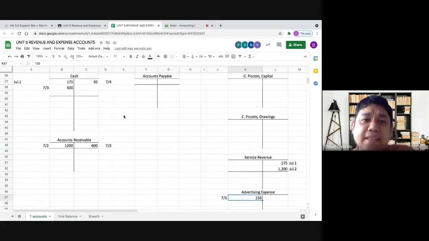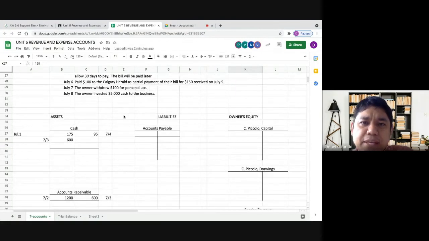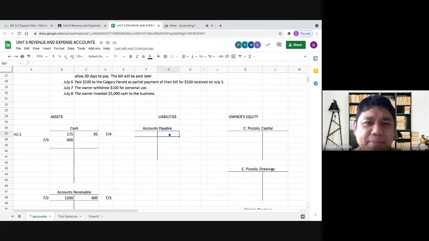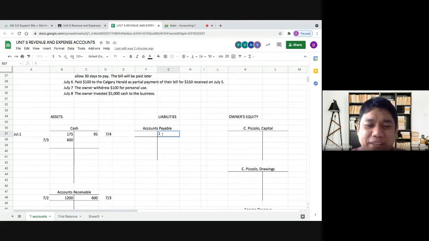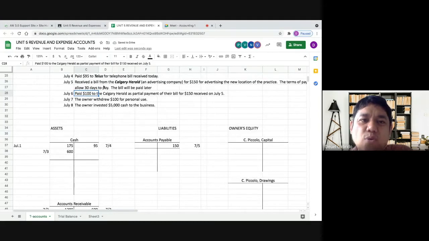And of course, what's the partner, by the way? Where shall we put the other 150? Accounts payable. Debit, credit? Credit, for sure. Of course, because this is an extra debt that you need to pay in the future, correct? It will increase because you did not pay it yet. Just like the first time on July 5th, that we owe the advertisement. We did not pay yet.